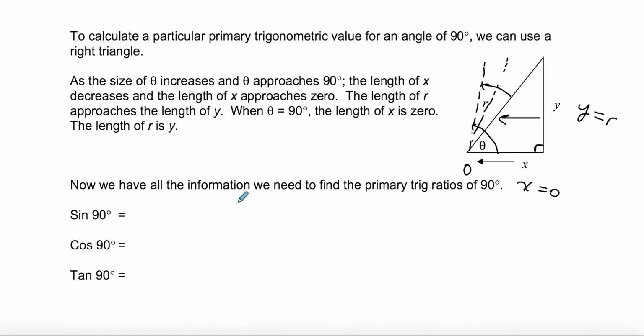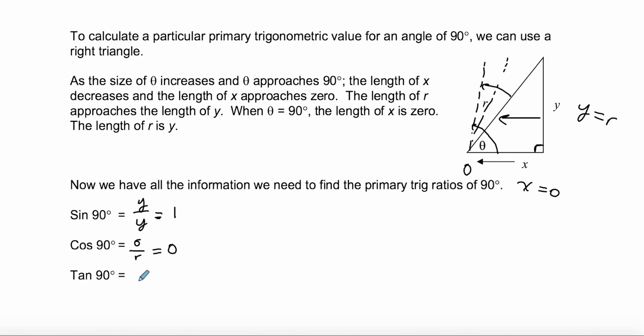So let's think about, if you can picture that, the sine of 90 would be opposite over hypotenuse. So we would have y over r, but y is the same thing as r. So we could write that as y over y, which equals 1. The cosine of 90 is adjacent. Well, the adjacent is approaching 0. So adjacent over hypotenuse is 0 over r, or 0 over y. And that just equals 0.